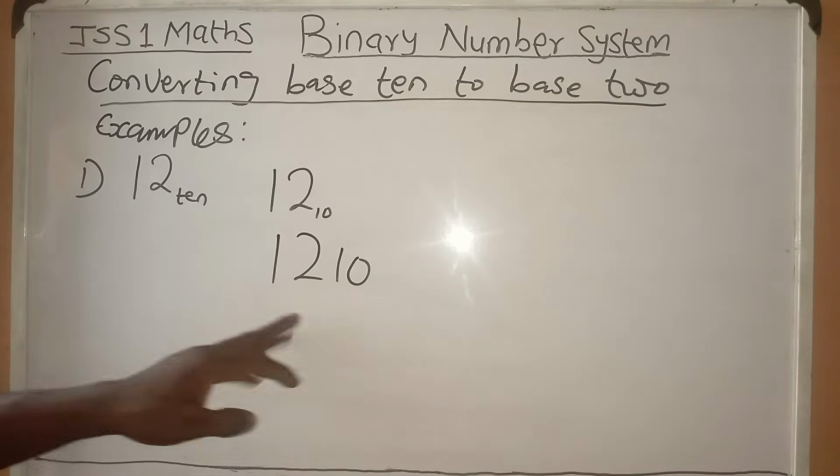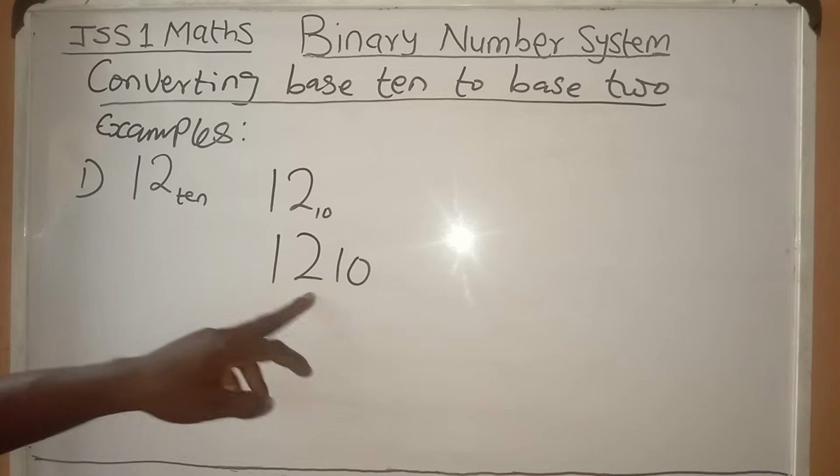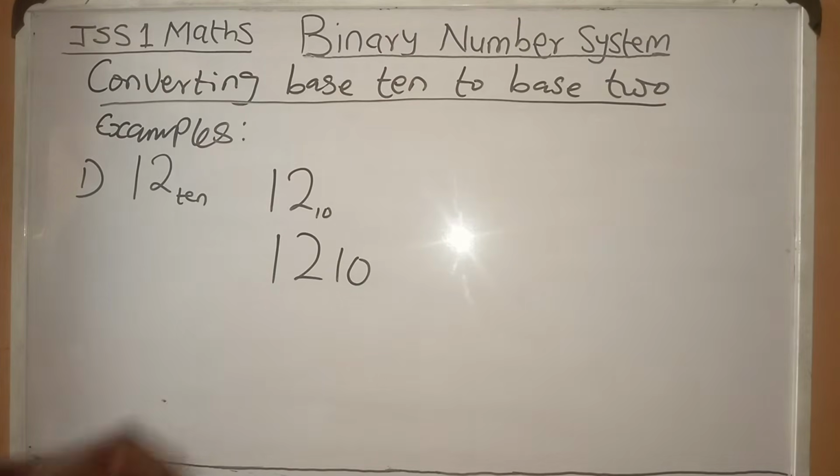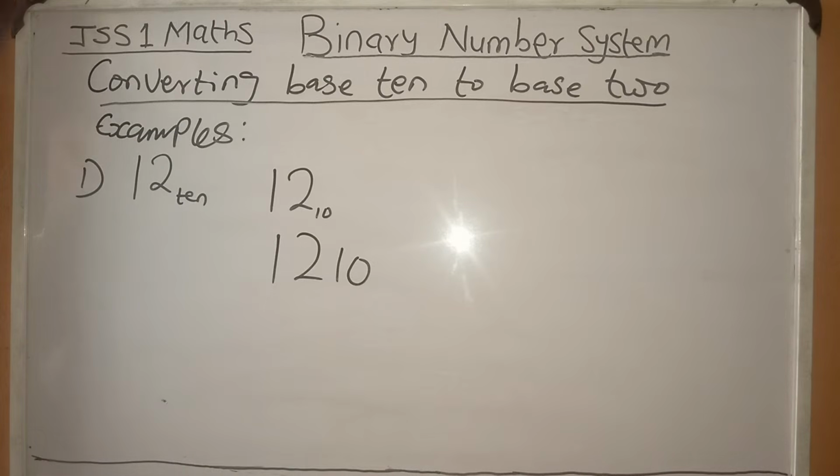And when you write something like this, it is no longer 12 in base 10. What you now have here is 1210. So you have to be very, very careful, because if you write something like this in the exam, you'll be marked wrong. You get 0 in that. So try to avoid that. Instead, you write it in this form.